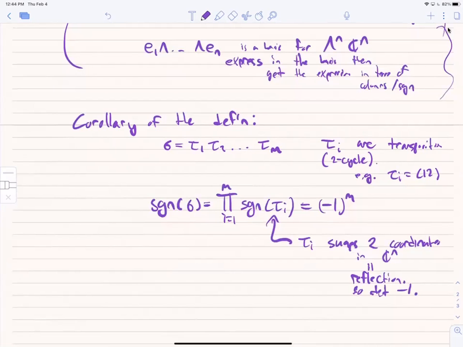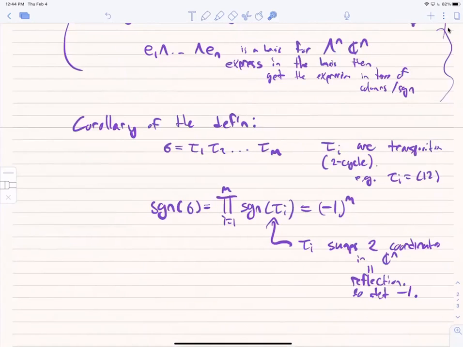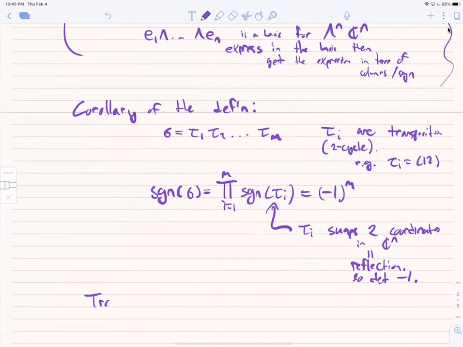But in fact, I claimed that we'd be able to see that sign factors through not just C star, but actually just plus or minus 1. And that tells you this because the sign of sigma is (-1)^m if it can be written as a product of m transpositions. But transpositions generate the symmetric group, so every permutation is a product of transpositions.